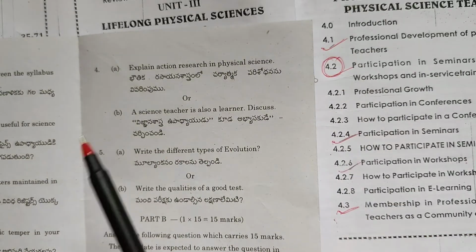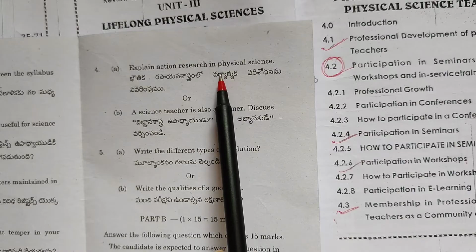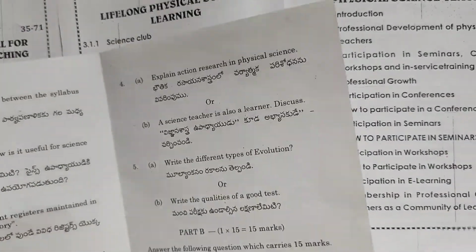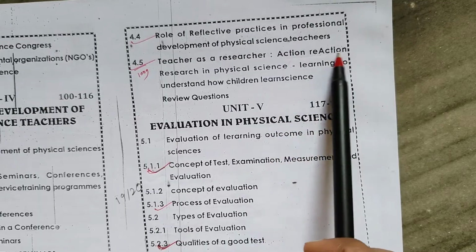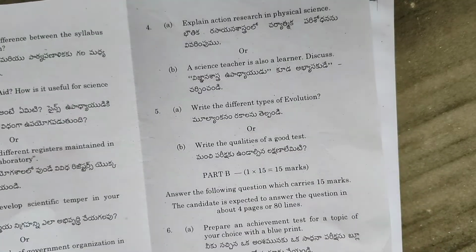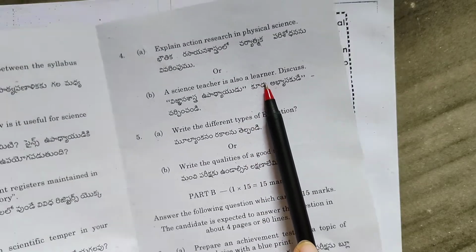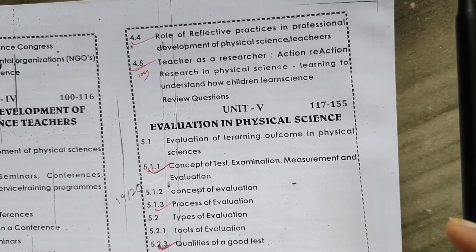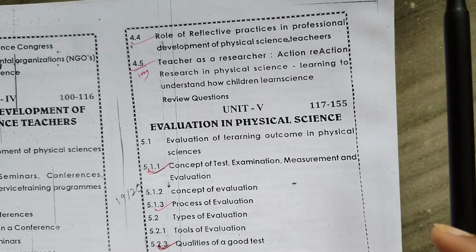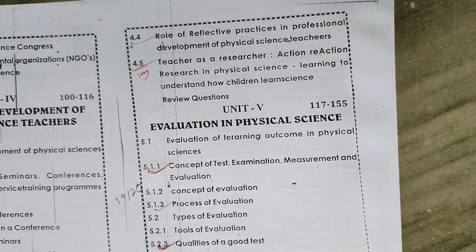Now explain action research in physical science. This is question 4.4, action research in physical science. A science teacher has the role of a learner. A science teacher is also a learner. You have to write that one.